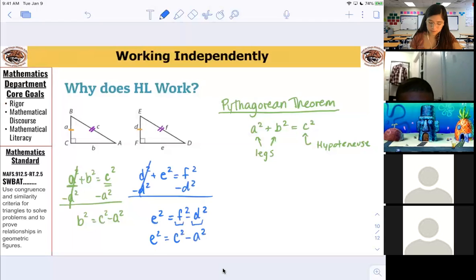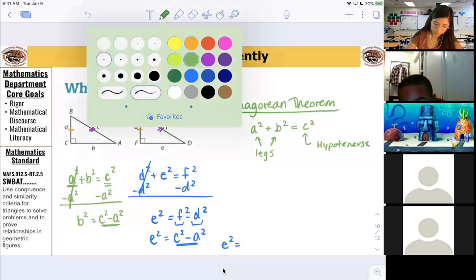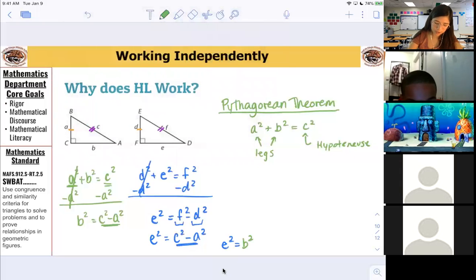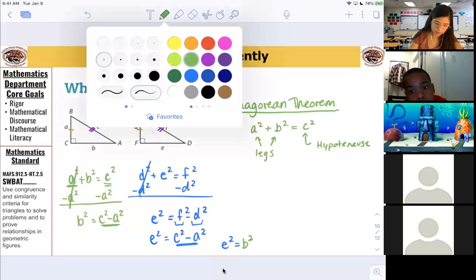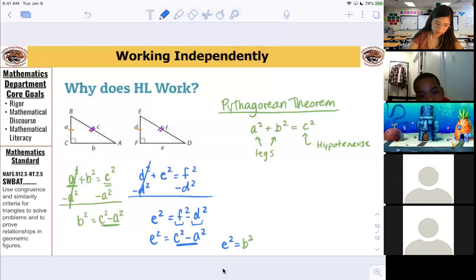And where do we see C squared minus A squared written? Yeah, in my green equation, right here. So I can replace C squared minus A squared. Substitution, exactly. So I can say that E squared is equal to B squared. Which means that I can finally say that B is congruent to E, which means that those two triangles are congruent to each other.